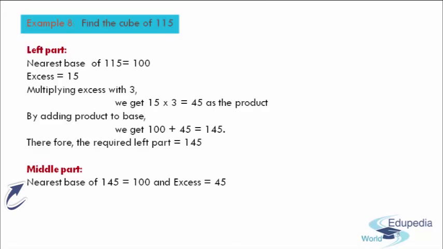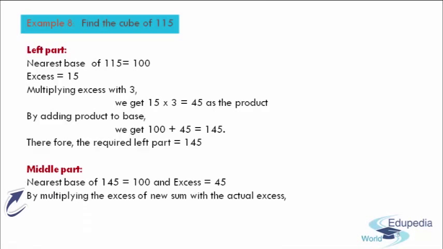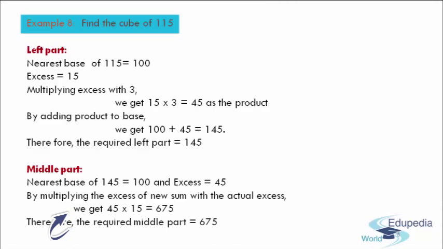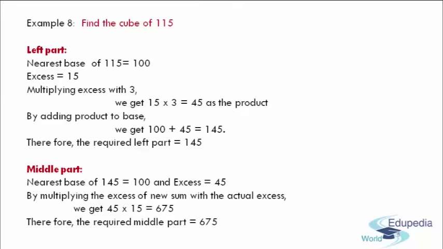After finding these two things, we have to multiply the new excess, that is 45, with the actual excess, that is 15. So by multiplying 45 into 15 we get the product 675, and this product is regarded as the required middle part. After completing the middle part, now moving to the process of the right part.